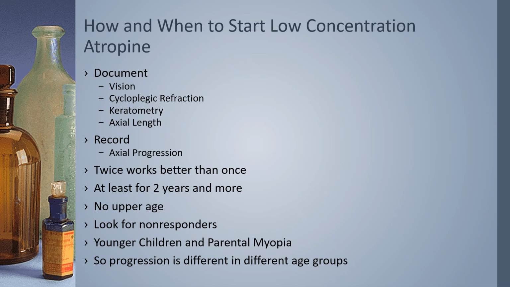So first and foremost, we have already seen in a couple of lectures that we have to document vision, cycloplegic refraction, keratometry, and axial length, and we have to record axial progression. If there is no axial elongation, if there is no axial progression, we at least as doctors cannot start atropine. Now, twice works better than once.